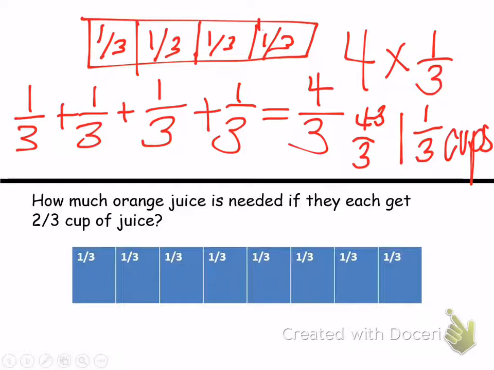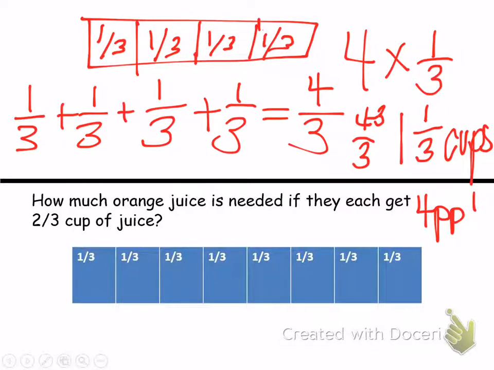We have the same group of 4 people. So I want to know how much orange juice is needed if they each get 2/3 cup of juice. So I'm separating it out right here. I'm going to try to add it up. So I have 1/3, 1/3, 1/3, 1/3, and 1/3 all the way down to give me the total amount that I need. Because again, I have 4 people, and they each are going to get 2/3 this time. So they're getting twice as much as they got in our last problem.